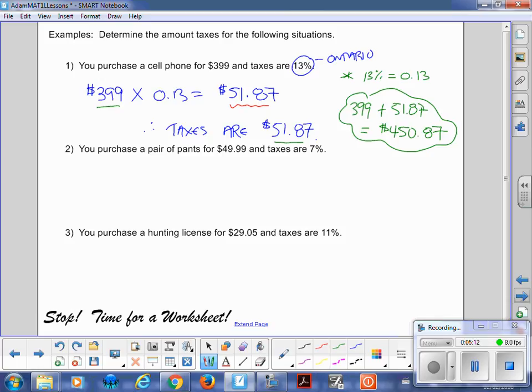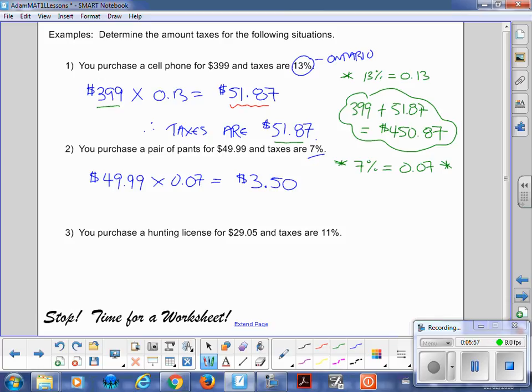Okay, you purchase a pair of pants for $49.99. Sales taxes are 7%. So Ontario is always 13%. 7% is maybe you're in Florida, on a holiday. Their tax rate in Florida is about 7% right now. So $49.99. Again, be careful here. 7% as a decimal is 0.07, with those single percentage numbers. So that means if you're in Florida and you bought a pair of pants, you're going to pay an additional $3.50, much less than in Ontario.